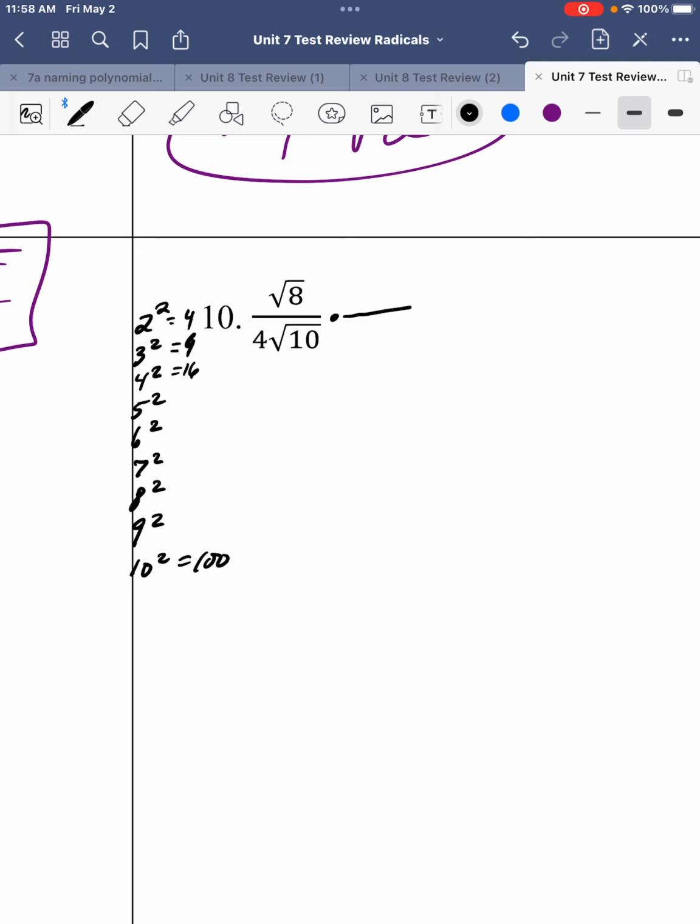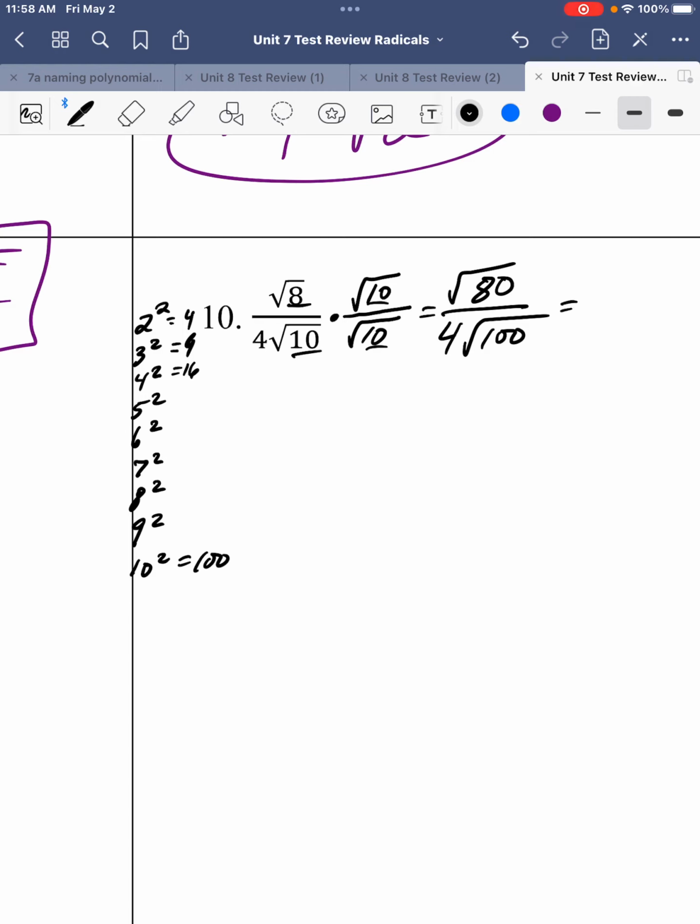So you have to multiply by, and it just happens, and it always works, if you multiply by the radical itself, when it comes to square roots, that'll always give you a perfect square, because 10 times 10 is 100. So you multiply the numerator by square root of 10, which is 80. 8 times 10 is 80. And then multiply the denominator. So square root of 10 times 10 is 100.